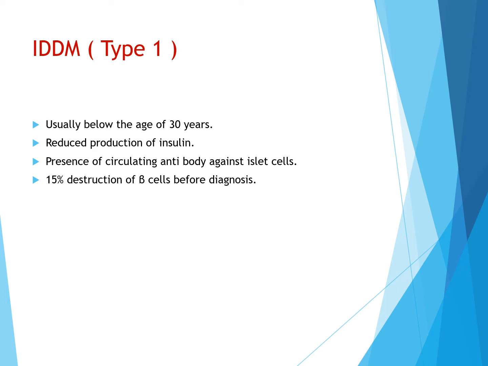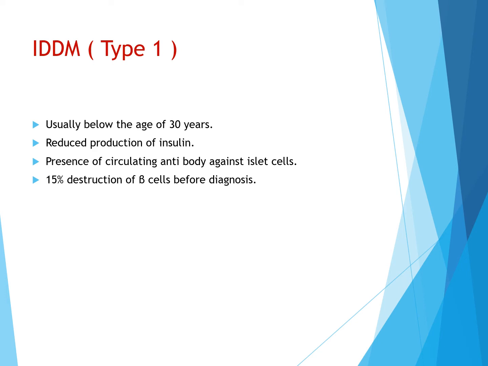So as the name suggests, this type of diabetes is dependent on insulin. People suffering from type 1 diabetes need to take insulin injections to maintain the normal sugar levels. Usually, type 1 diabetes is diagnosed at an early age. It can be diagnosed even in childhood or maybe till the age of around 30 years.